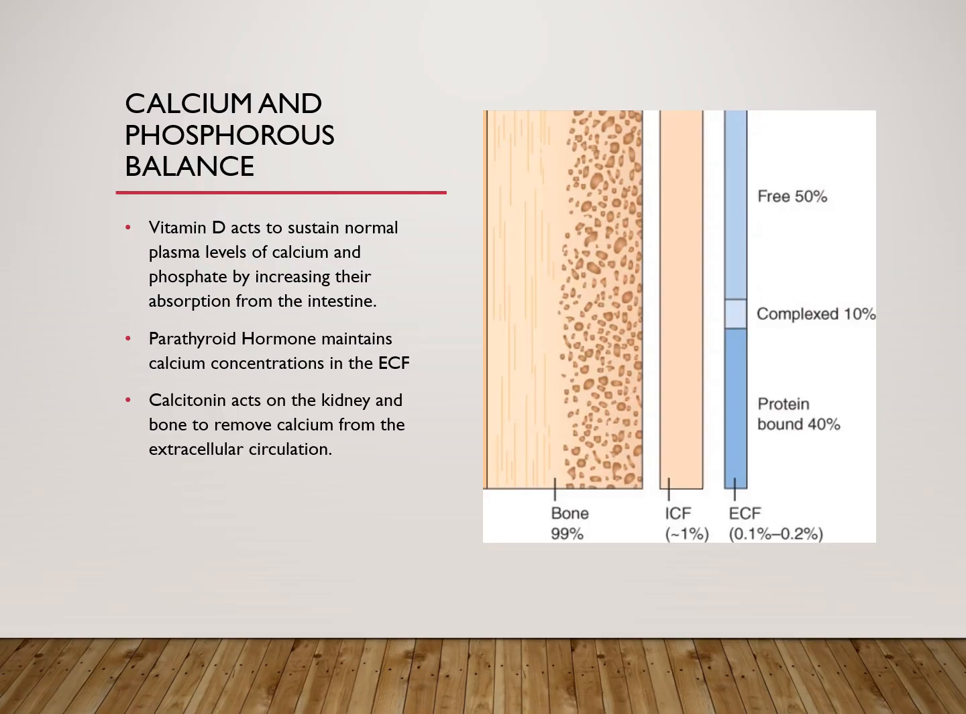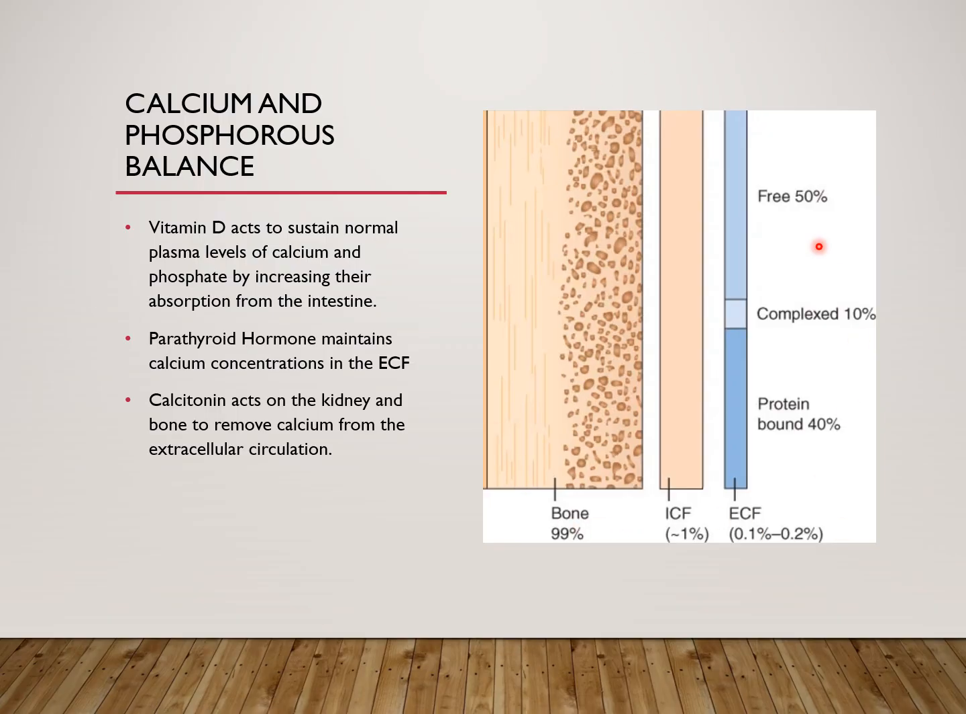So we'll start with a little bit about calcium and phosphorus balance, remembering too the interplay of vitamin D here. Vitamin D really acts as a hormone in this case, and it acts to sustain these normal plasma levels of calcium and phosphate because it helps to increase the absorption of those two cations at the level of the intestine. Parathyroid hormone is also a significant player in the maintenance of calcium concentrations in the extracellular fluid. And there's also a substance called calcitonin, which acts directly on the kidneys and the bones to help us remove calcium from the circulation if necessary.